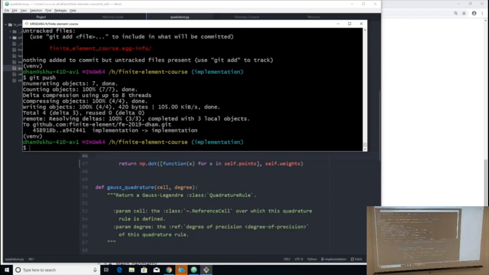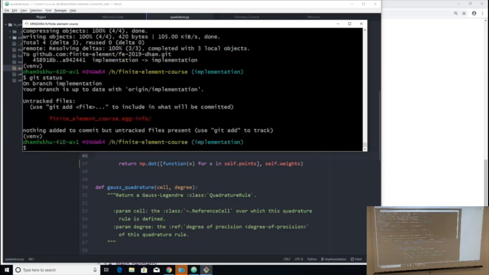And it spewed all load of stuff out, but the interesting line is the end one, which tells you that it pushed the implementation branch here up to the implementation branch somewhere else, implementation to implementation. So now when I type git status, on branch implementation, your branch is up to date with origin implementation. Nothing's changed. So I'm done.